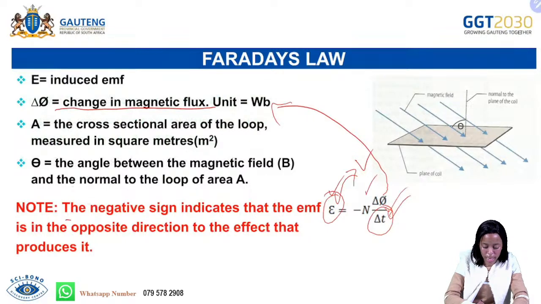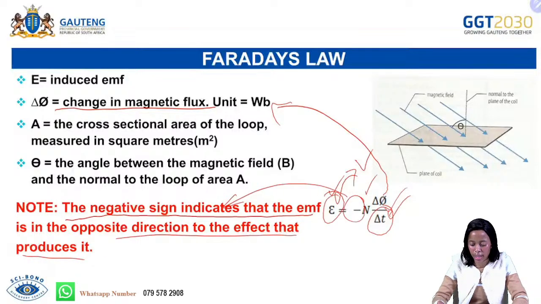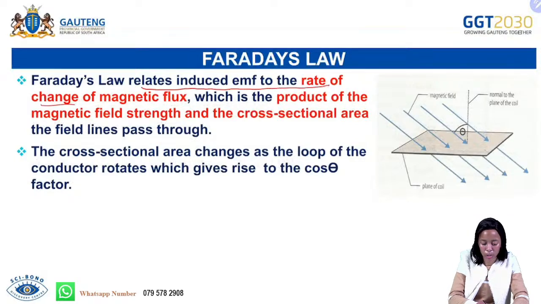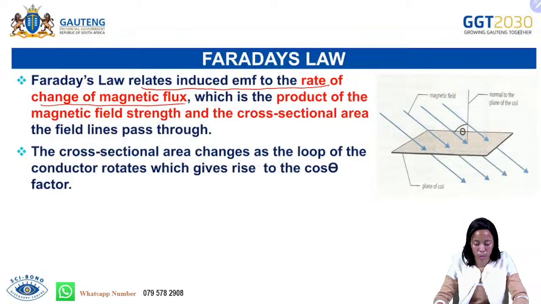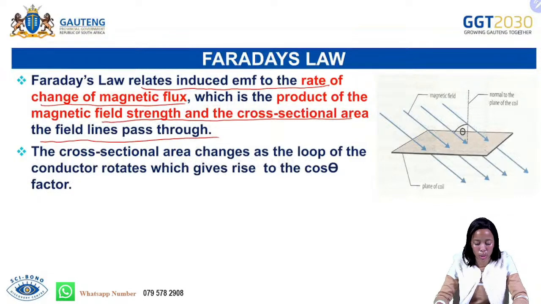Then it says, note that the negative sign indicates that the EMF is in the opposite direction to the effect that produces it. Faraday's law relates induced EMF to the rate of change of the magnetic flux, which is the product of the magnetic field strength and the cross-sectional area the field lines pass through. So basically, again, with Faraday's law, we are going to relate what?